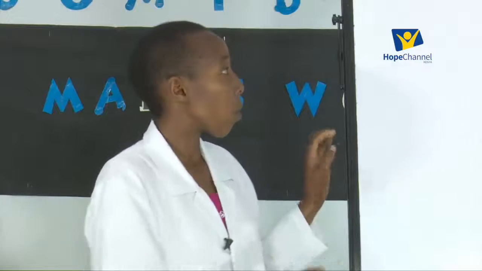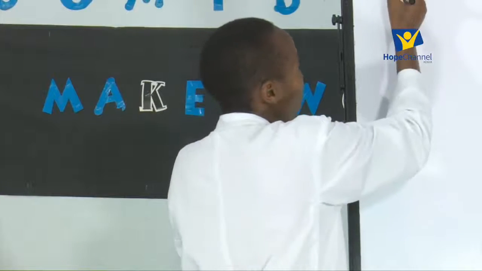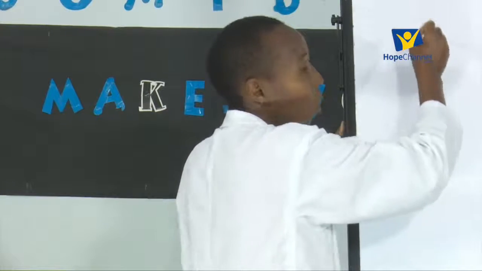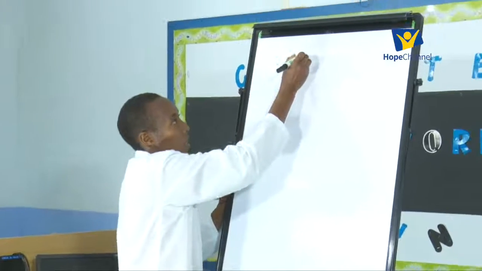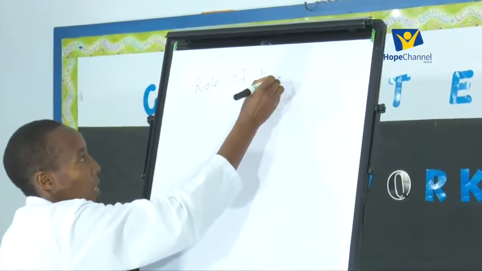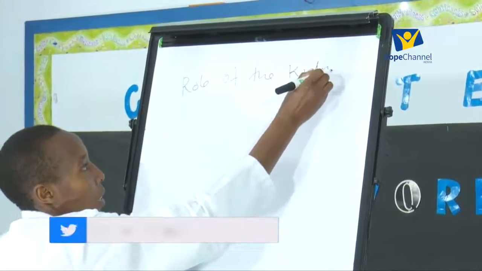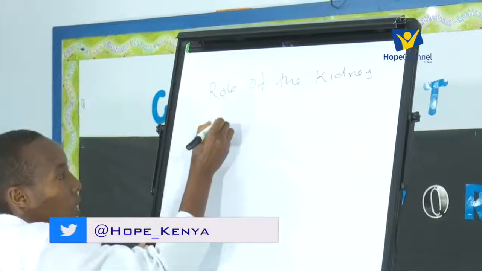In our previous lesson, we discussed the role of the kidney in excretion. In today's lesson, we are going to discuss the role of the kidney in osmoregulation. The role of the kidney in osmoregulation.